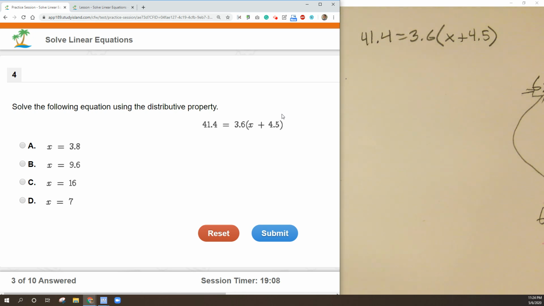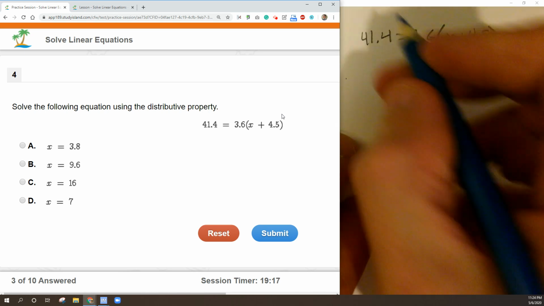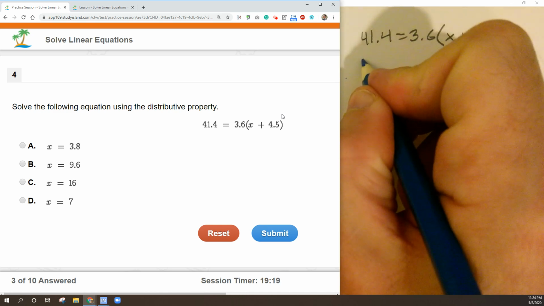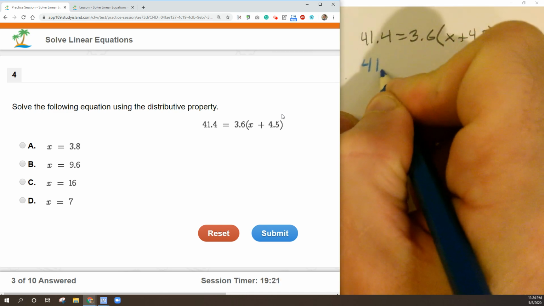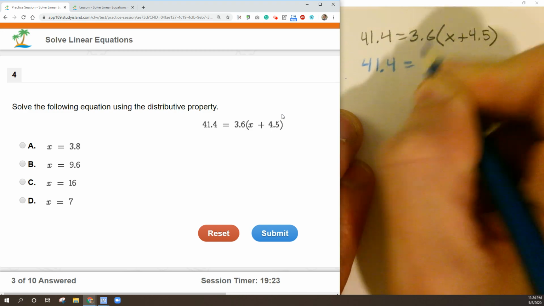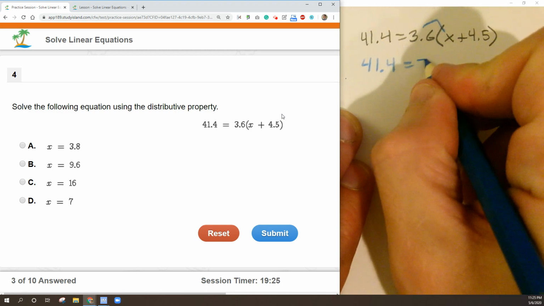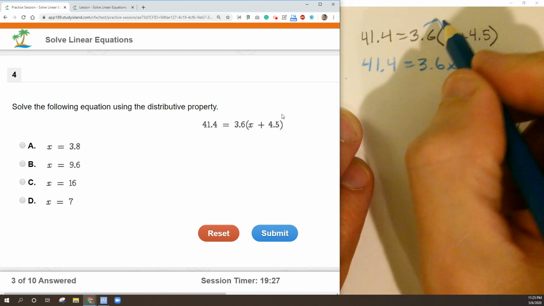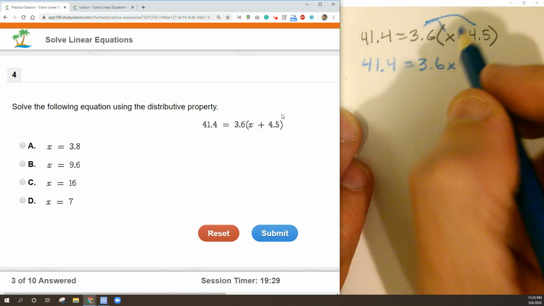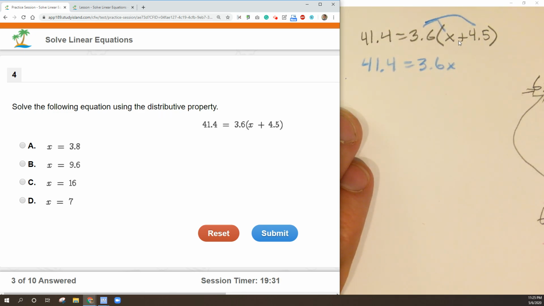A lot of kids like to distribute as soon as they see parentheses and a number in front of it. It's their default thing. And a lot of times that works out to the best. So let's go ahead and do that. 41.4, I'm going to bring that down. There's no parentheses over there. That equals 3.6 times x, which is just 3.6x. And then 3.6 times 4.5. You've got to make sure to multiply by both terms. So we're doing 3.6 times 4.5.